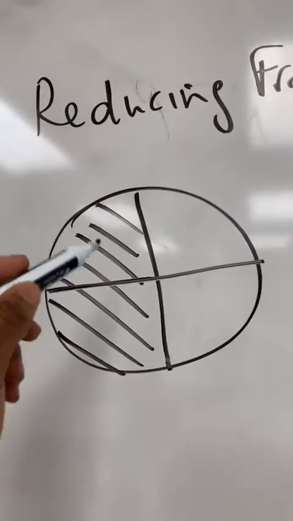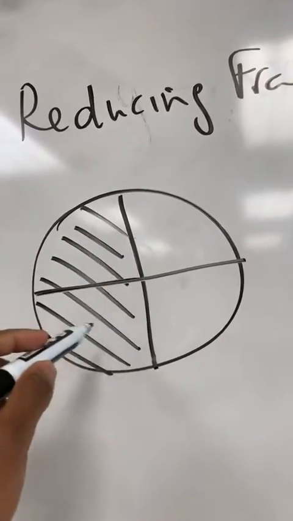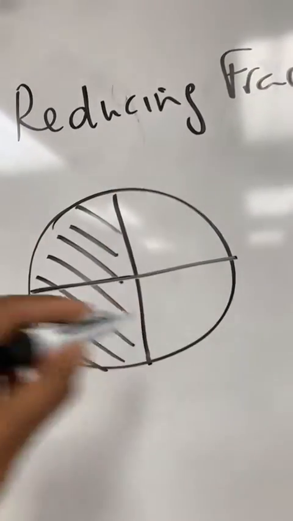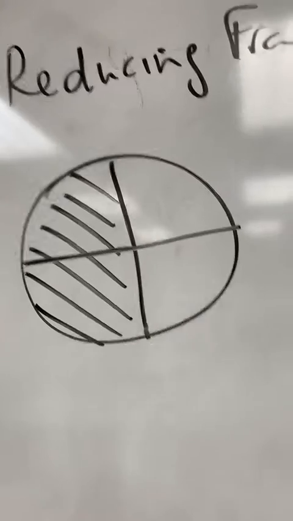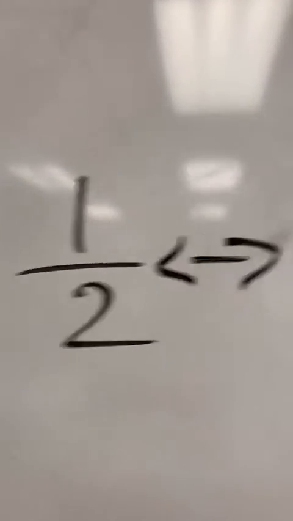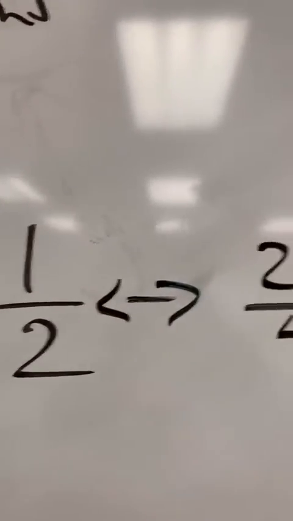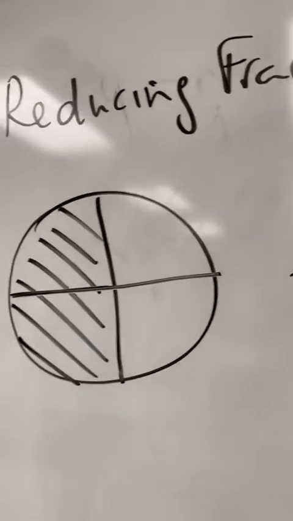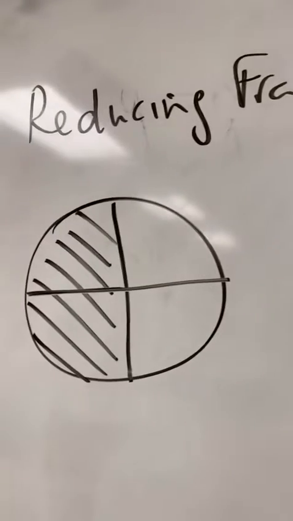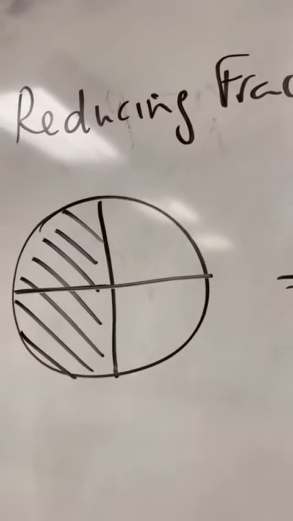The only thing that changed is the size of these slices. The whole thing itself didn't change. So 1 out of 2 and 2 out of 4, technically they mean the exact same thing. You saw the shape didn't change, so all we did is recount everything after we sliced it back down.